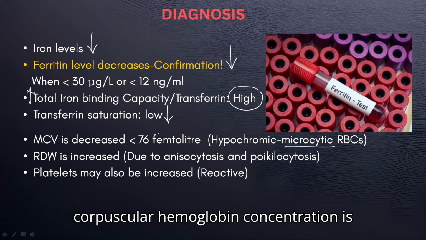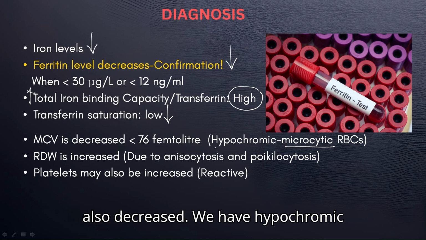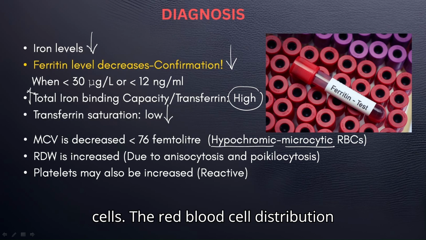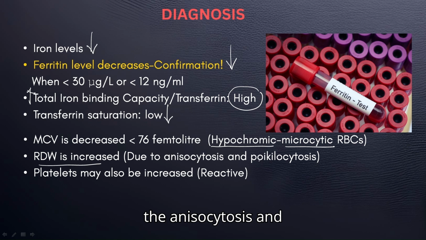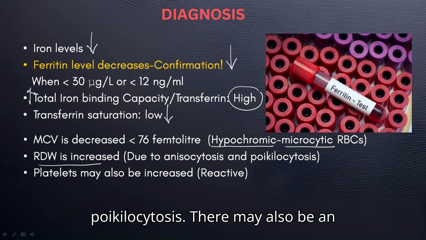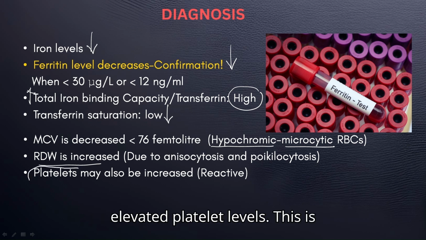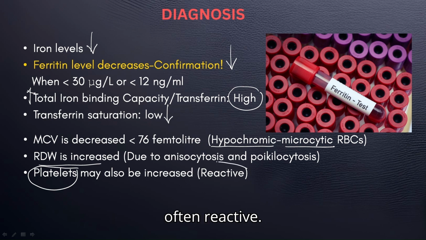The mean corpuscular hemoglobin concentration is also decreased, so we have hypochromic cells. The red blood cell distribution width is increased. Now, this is due to the anisocytosis and poikilocytosis. There may also be elevated platelet levels, but this is often reactive.